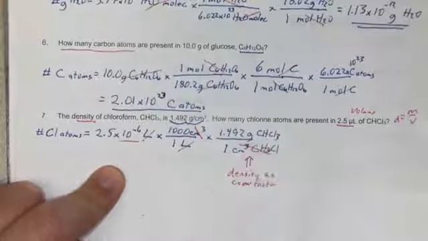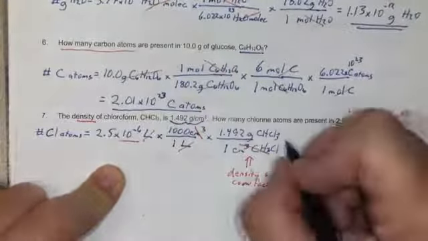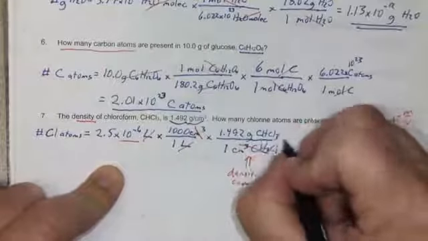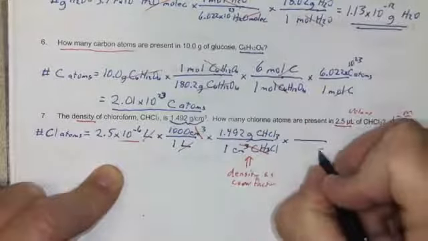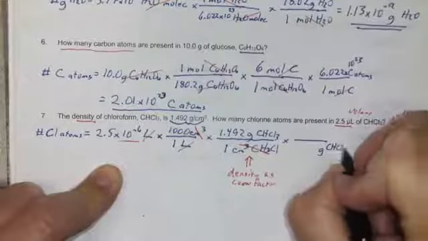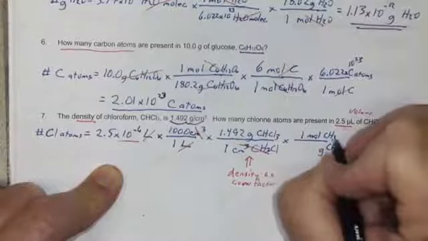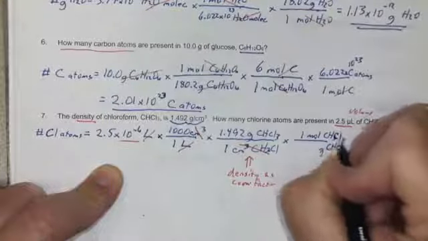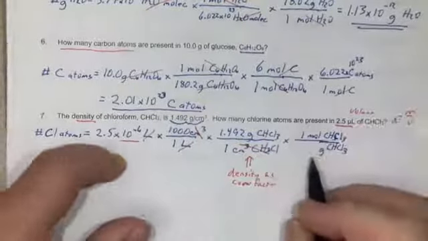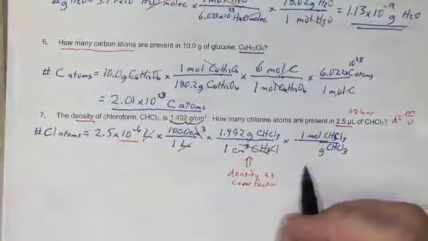Well, once I have it in grams, I always convert from grams to what? I go from grams to moles. So I'm going to go from grams of CHCl3 to moles of CHCl3. And in order to do that, I need to use the periodic table. And from the periodic table, I can get the molar mass.